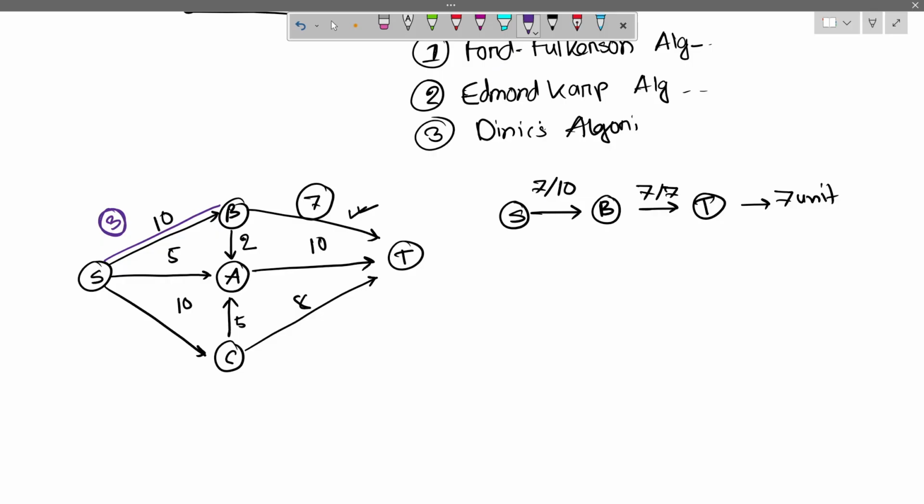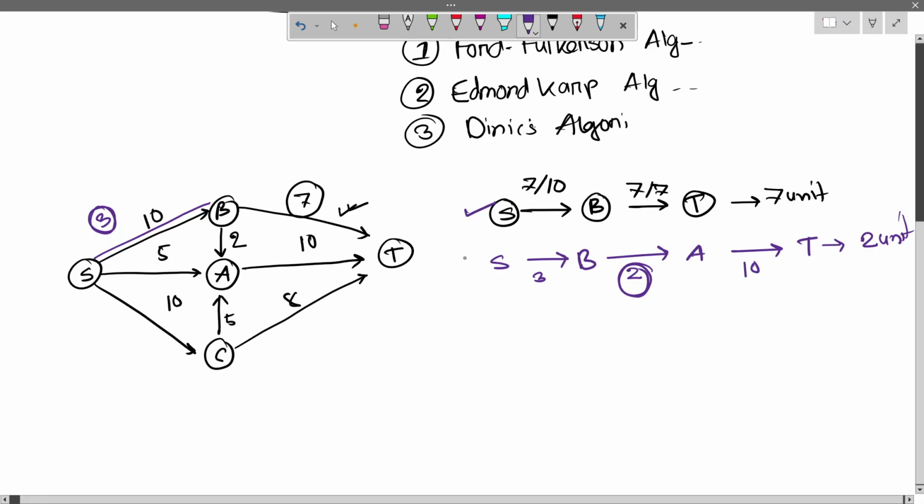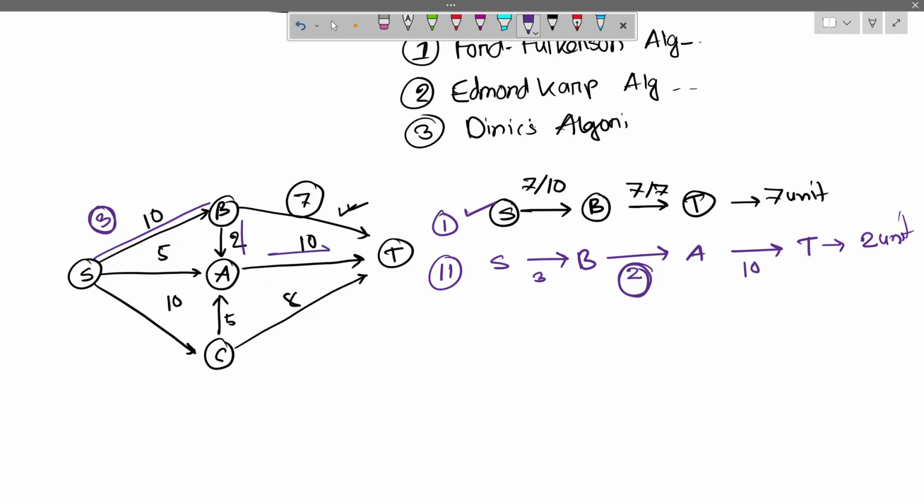So if we do this, S to B, B to A, and A to T. So here in this path we have the limit S to B, here is 3, because we have already passed 7 from it. B to A is 2, and A to T, that's 10. So here the bottleneck value is 2, so we can flow 2 units from here. Okay, this is our first iteration, like first this one, then this one is second, then we have flowed from here to here.